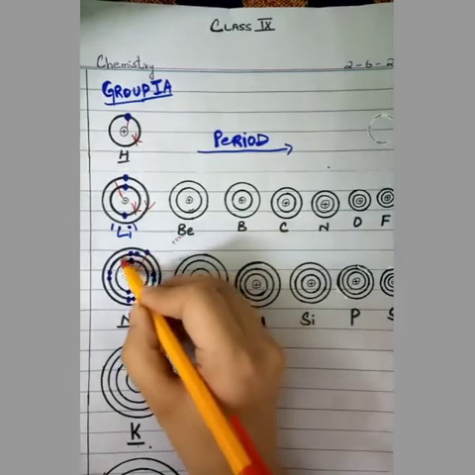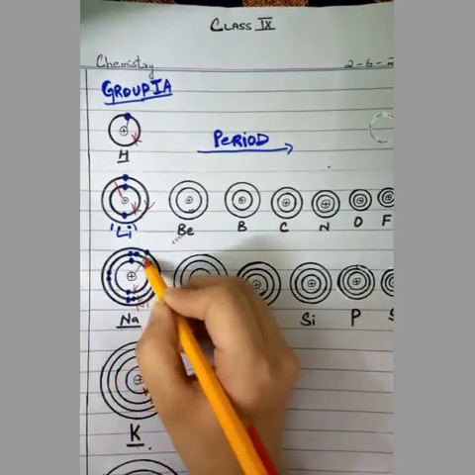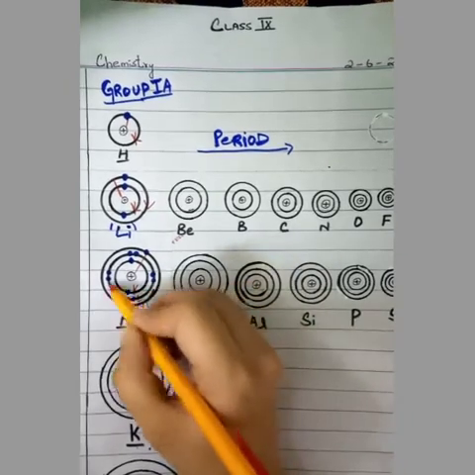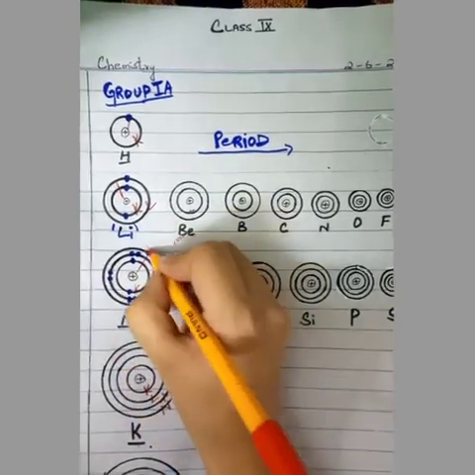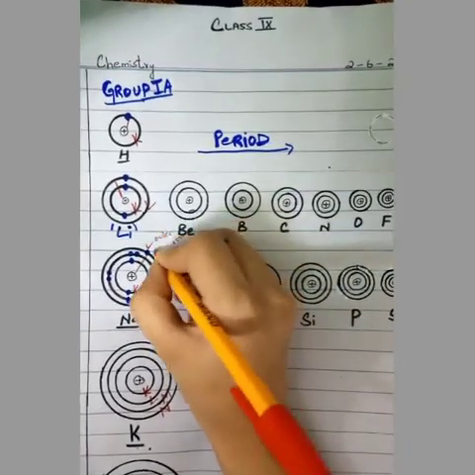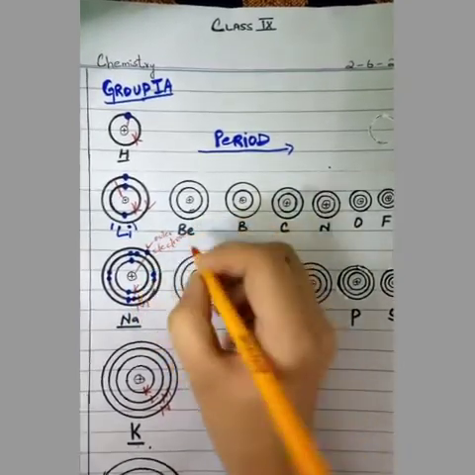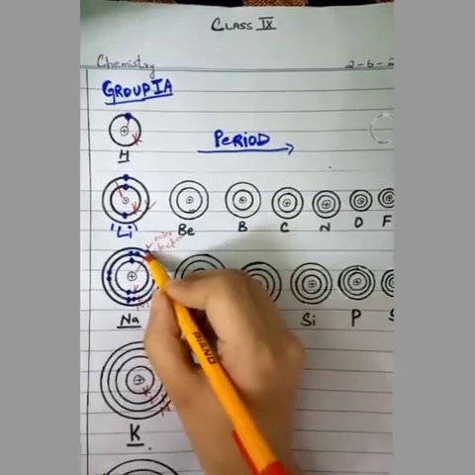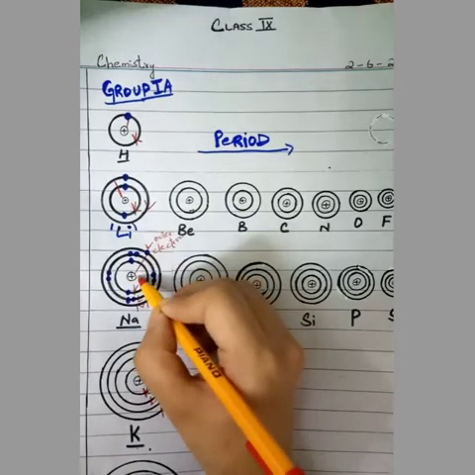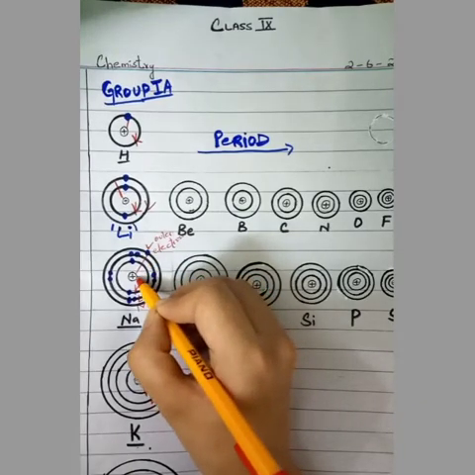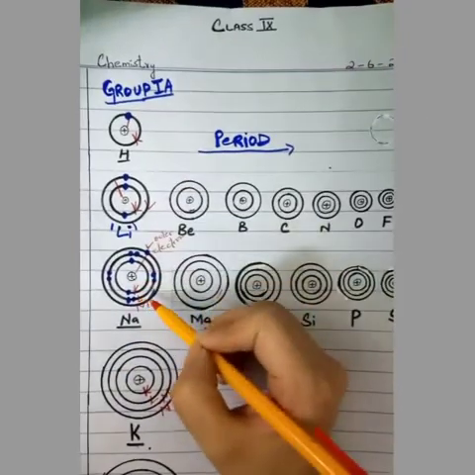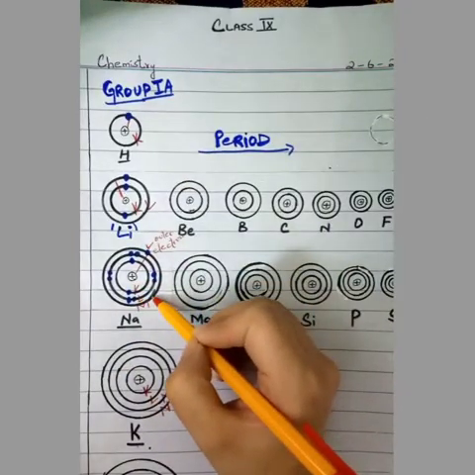Okay, now these are the inner electrons that are present in the inner orbitals. These inner electrons protect this outer electron. This is the outer electron, right? Now these inner electrons protect this outer electron from the nuclear force of attraction. And because of this reason, ionization energies are decreasing in a group.